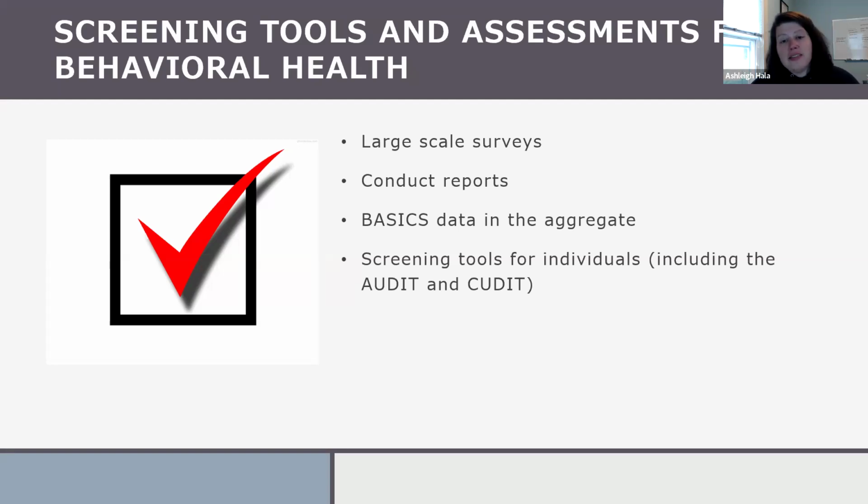Other places to get data might be your conduct reports. What are they seeing in the residence halls or through the police departments? If you do the BASICS program, there are, I imagine, just because I've been a BASICS provider for many years, stories, right? There are experiences within those meetings that can really influence the work that you do from a needs assessment perspective. And then I put screening tools on here as well.